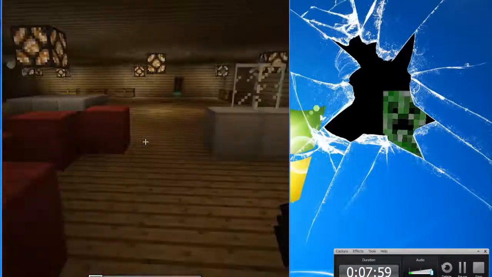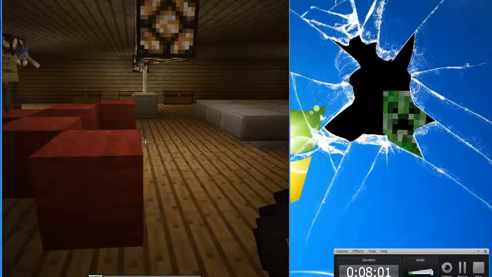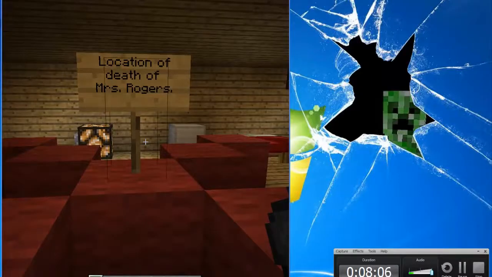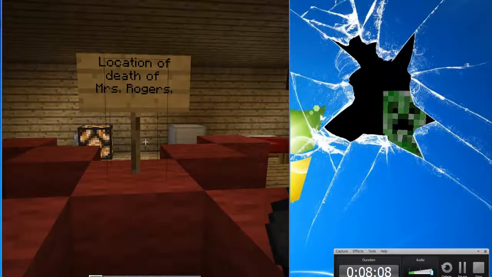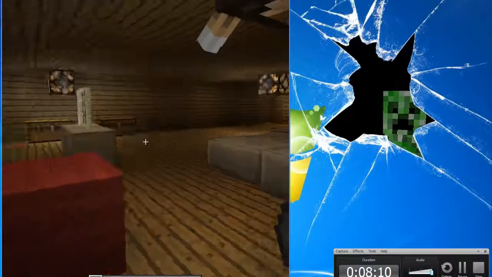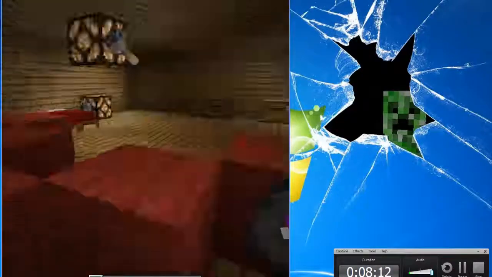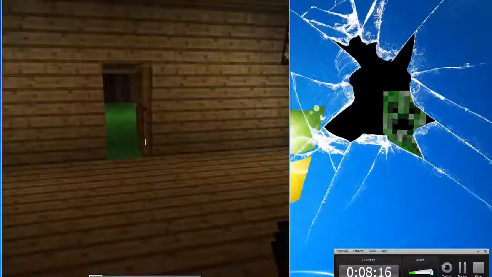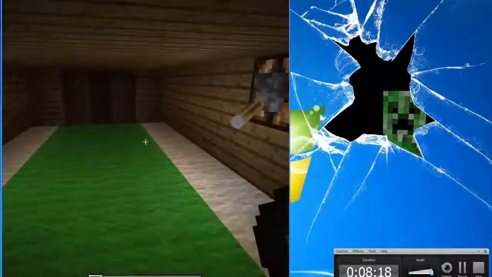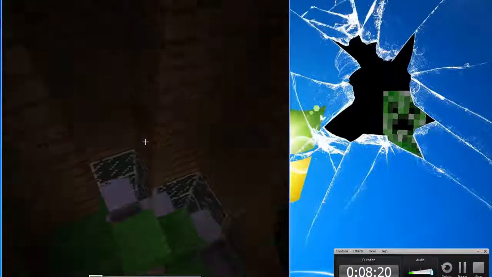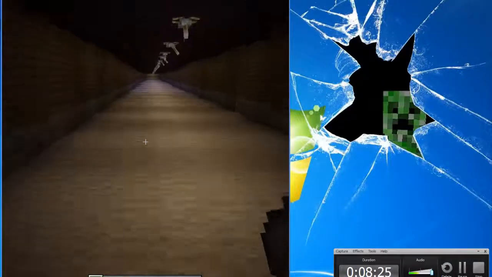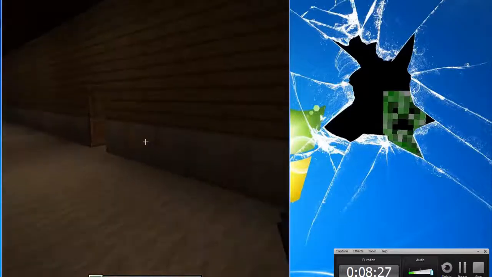Nightstand, nightlight. This is the location of where Mrs. Rogers died. They know that she essentially died from oversleeping, possibly poison. She died in her bed, right over there. And then, that is it for the house. I'll cut and paste when I'm at the shed, giving a tour of the shed.